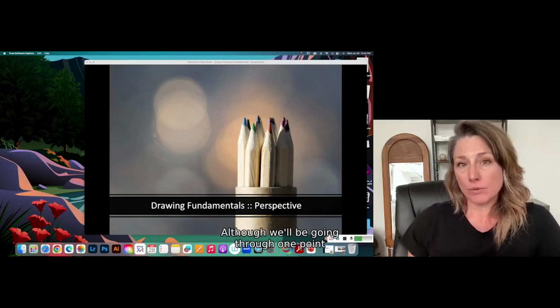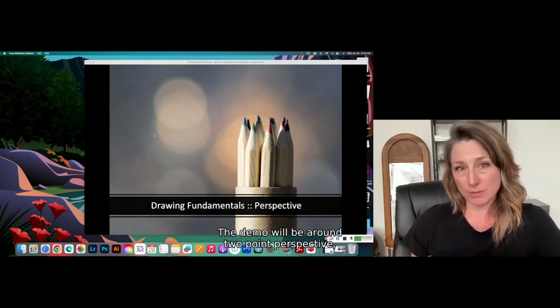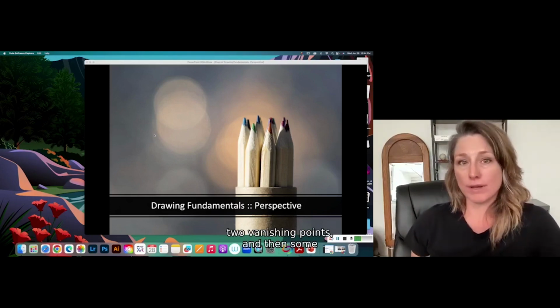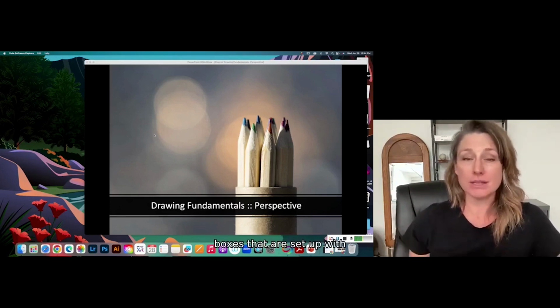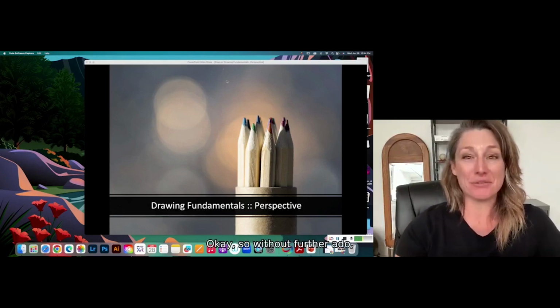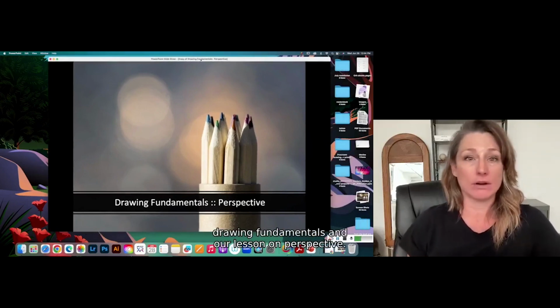Although we'll be going through 1-point and 2-point perspective, the demo will be geared around 2-point perspective, creating a horizon line, 2 vanishing points, and then some boxes that are set up with the 2-point perspective system. Okay, so without further ado, let's get started with drawing fundamentals and our lesson on perspective.